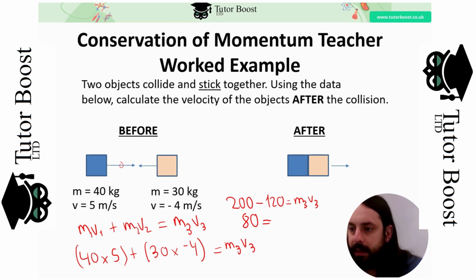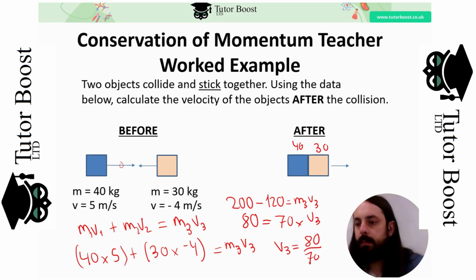where's the mass of the object now? Remember, we had 40 from the blue one, 30 from the other one, will be 70 kg, will be 70 times v3. So to calculate v3, we just need to do 80 divided by 70, which is 1.143. The units are meters per second.